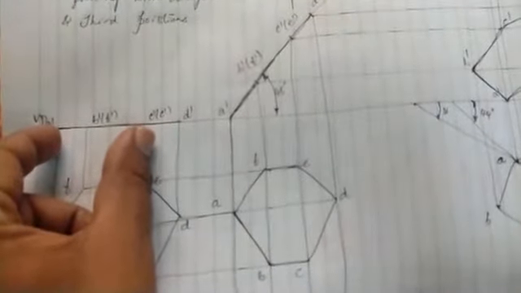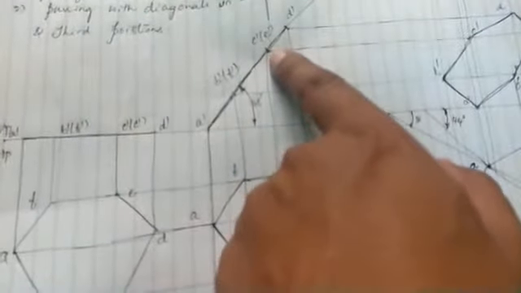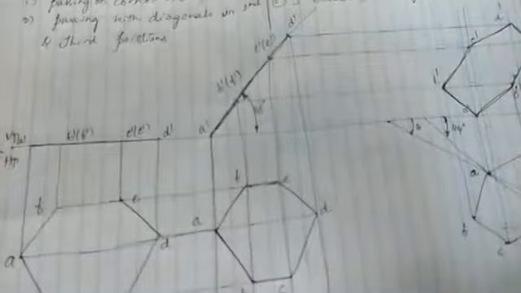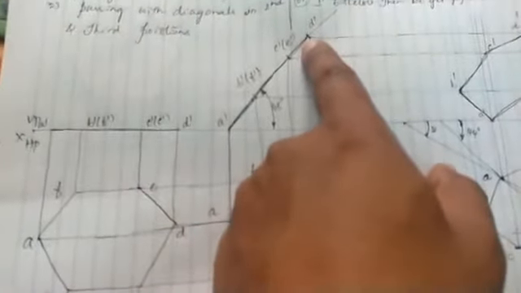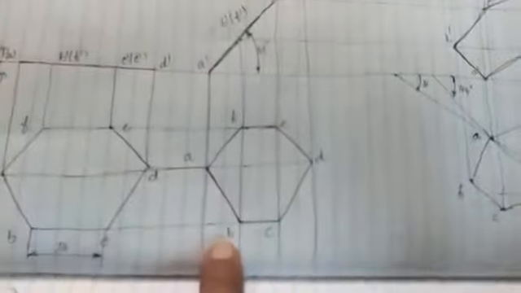Now measure A dash C dash or E dash. With this measurement, put your compass at the point A dash and cut an arc. You will get the point called C dash or E dash with the same measurement. Don't change your compass. Put your compass at the point D dash and cut an arc below. You will get the point called B dash or F dash. After drawing this, you have to draw the corresponding view.